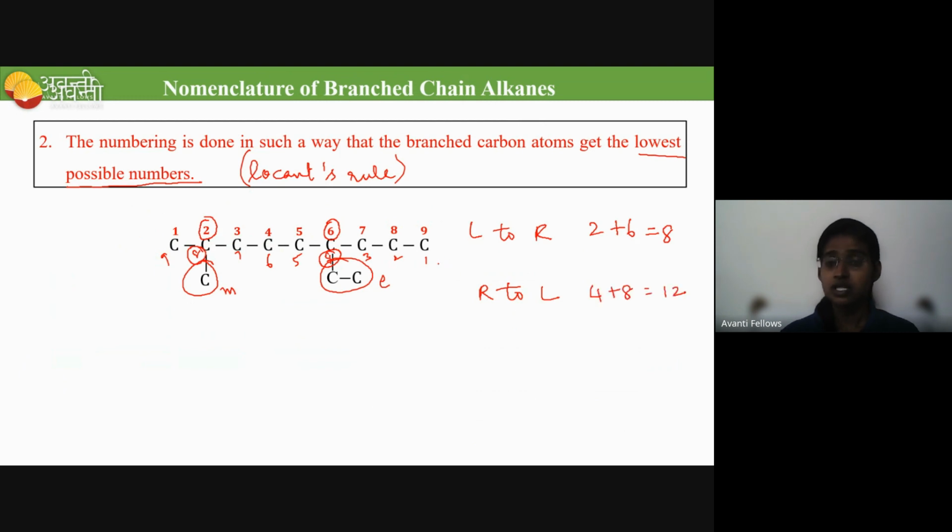Now, which is the correct way of numbering? The numbering is done in such a way that the branched carbon atoms get the lowest possible number. Comparing 8 and 12, which is the lowest number? 8 is the lowest. So left to right is the correct way of numbering for this particular compound, and right to left numbering is incorrect. So this is called the locant rule. Good, Naresh, good.